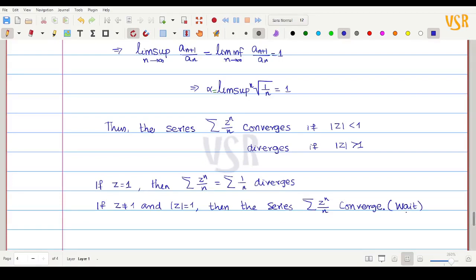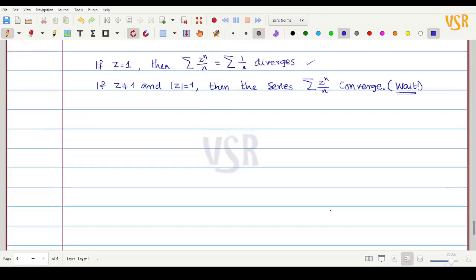We need to have a theorem called Leibniz theorem for alternating series. After that comes, we will prove this theorem. So we will wait until we prove that theorem. But what I know is that for mod z less than 1 it converges, for mod z greater than 1 it diverges, at the point z equal to 1 it also diverges, and at the other points it converges. I am going to prove this later, once the Leibniz theorem for alternating series has been proved.